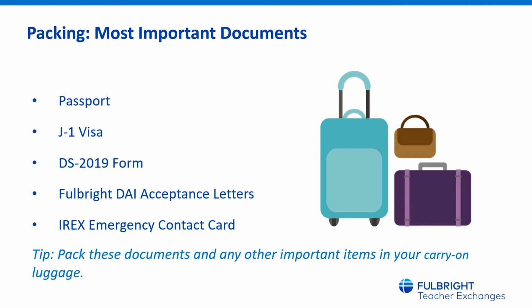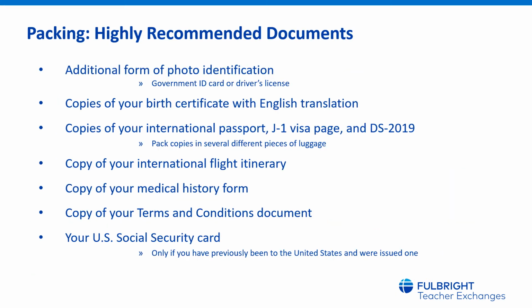Please ensure that you have the following documents packed in your carry-on luggage: your passport, J-1 visa, DS-2019 form, and Fulbright DAI acceptance letters. These are the most important documents, as these will help you enter the United States. The IREX emergency contact card should also be in your carry-on luggage in case of emergency. Please review the packing suggestions and important documents checklists included in your pre-departure orientation folder materials for further information.